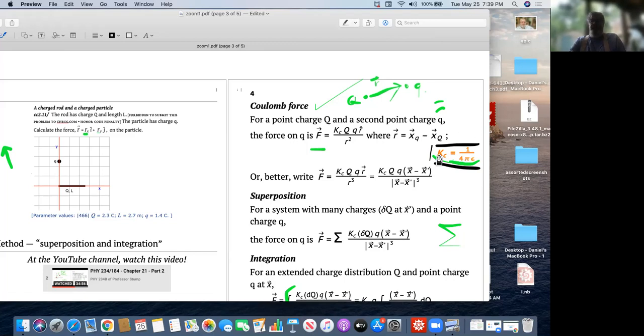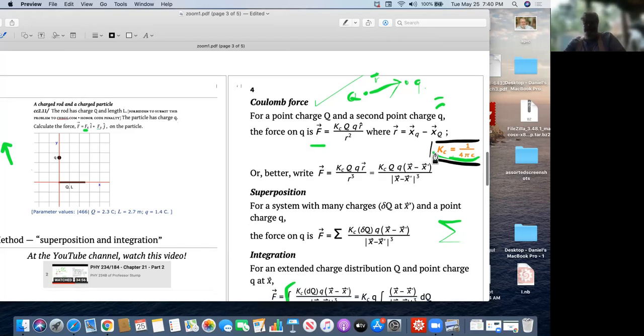The value of Kc is 9 times 10 to the 9th, or actually it's 8.99 times 10 to the 9th. And you get that by watching the videos. Or if you don't have that written down from watching a video, then look in the book. It's a universal constant. It's a constant of nature. It depends on the units, so it's not just a pure number. But for standard units, it's 8.99 times 10 to the 9th. Thank you.